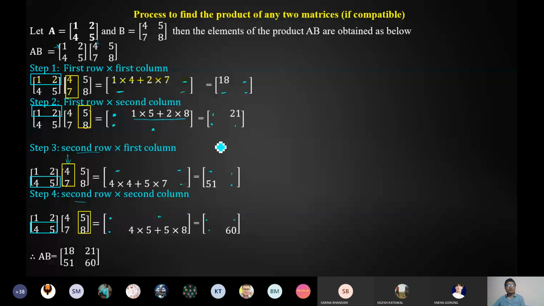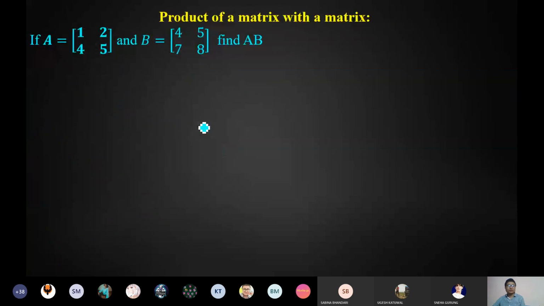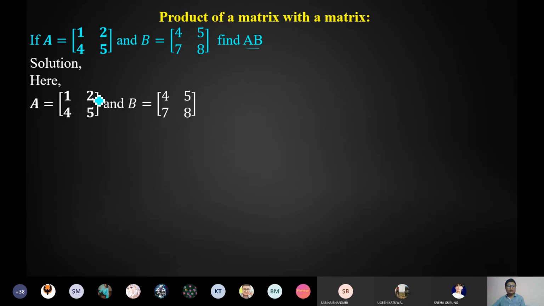So let me go to the question. Product of matrix with a matrix. This is an example, just an example. If A is equal to 1 2 4 5 and B is equal to 4 5 7 8, find AB. Okay, solution here. A is equal to 1 2 4 5. I'm not checking whether the matrix product exists or not. We'll do this whole thing together in other questions, but I'm focusing on the product of matrix only, how to find the product. Okay, so AB is equal to 1 2 4 5 times 4 5 7 8.